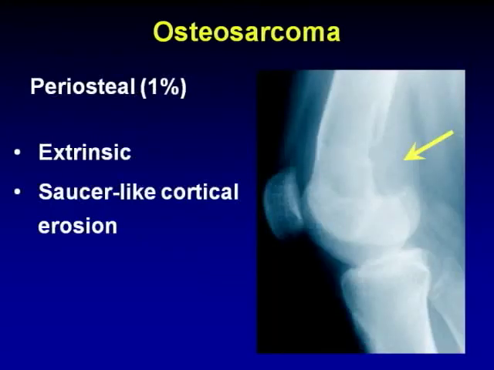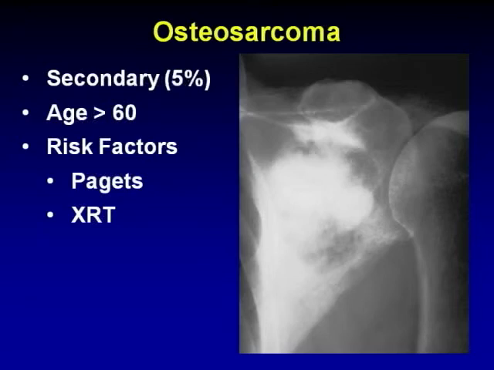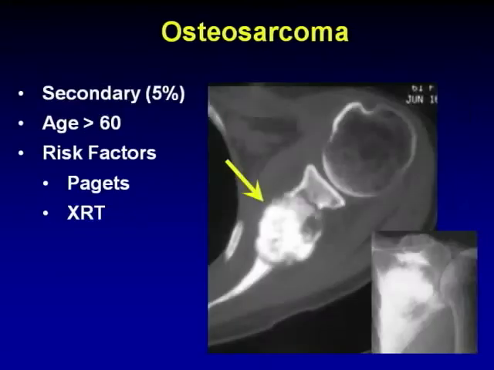Interestingly, the periosteal osteosarcoma, also extrinsic, doesn't produce a bunch of bone, but classically appears as a saucer-like area of cortical erosion. Periosteal osteosarcoma. And finally, the secondary form of osteosarcoma, typically occurring in older adults with certain predisposing risk factors, namely Paget's and a history of radiation therapy. I'll show you in this patient who had radiation for her breast cancer that the field included her scapula. She had osteosarcoma that we can see on this CT scan, this disorganized osteoid matrix.